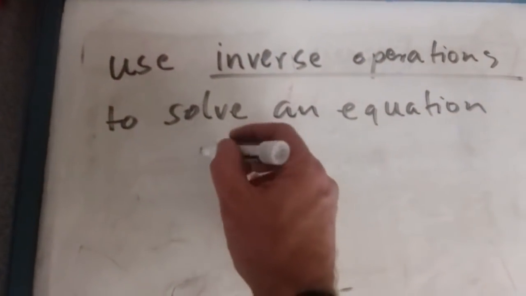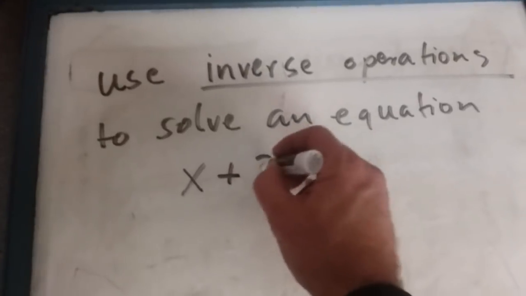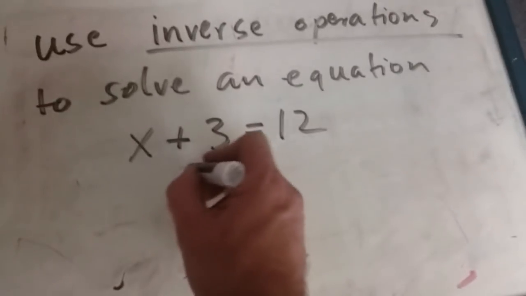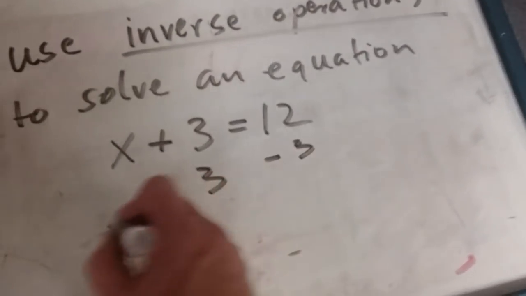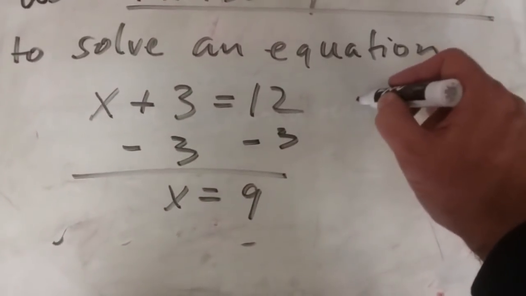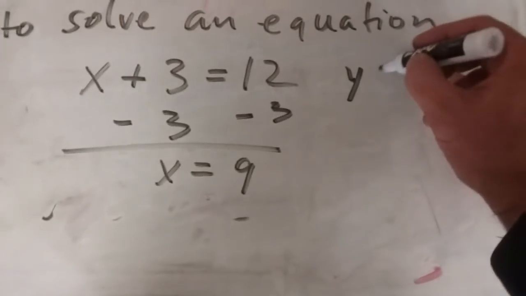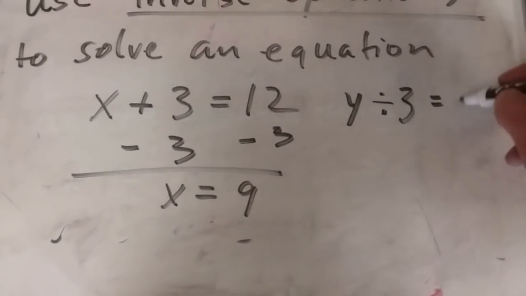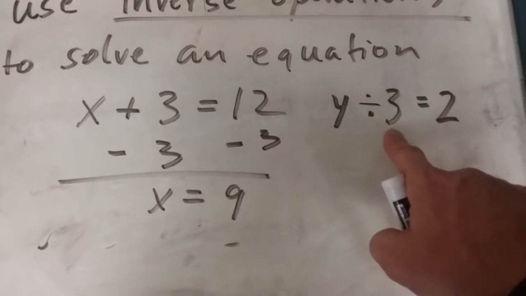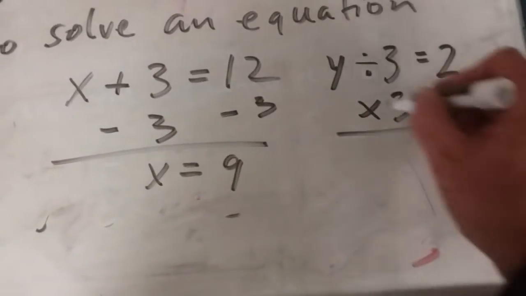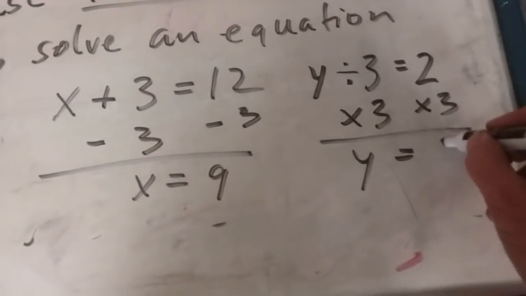So, if we have x plus 3 is equal to 12, what's the inverse operation? Subtraction. We're going to subtract 3 from each side, and x equals 9. If we have y divided by 3 equals 2, what's the inverse operation? Times. So we're going to multiply each side by 3. Y is equal to 6.